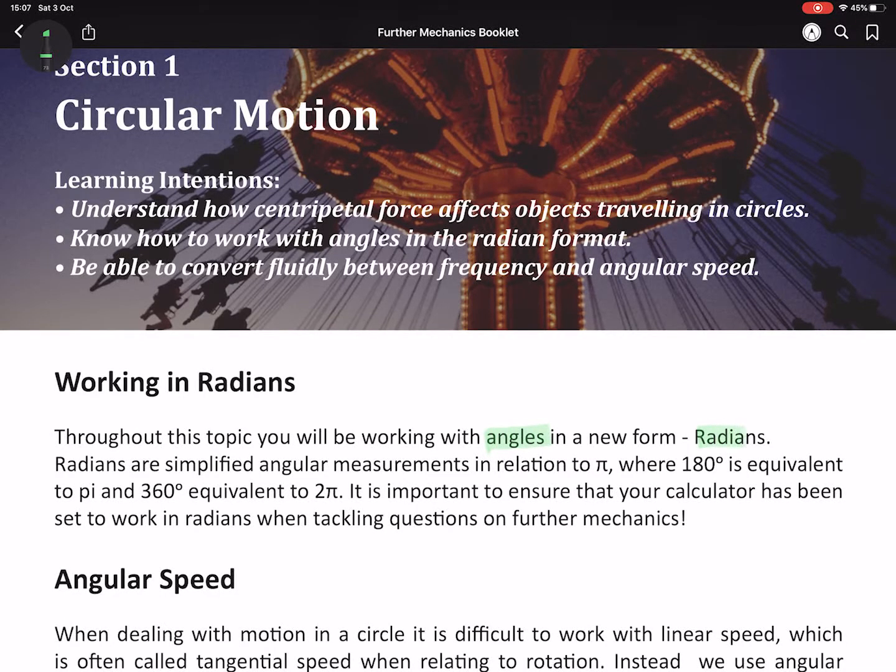So, for example, in this case, pi is the equivalent of 180 degrees, whereas 2 pi will be 360 degrees, a full circle. So it's obviously possible to convert between the two by dividing by one and multiplying by the other, but turning a calculator into this setting is necessary for some of the calculations to work.